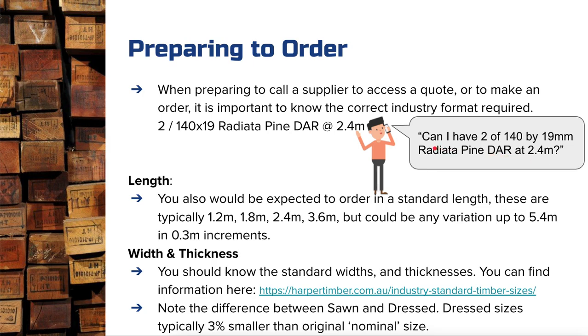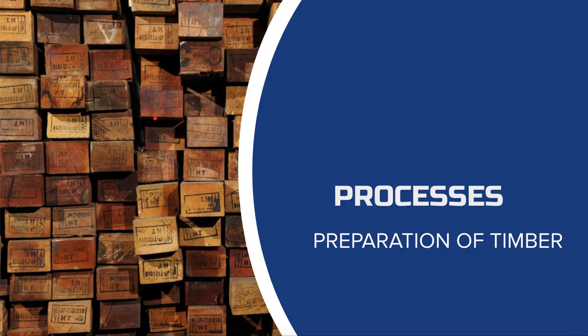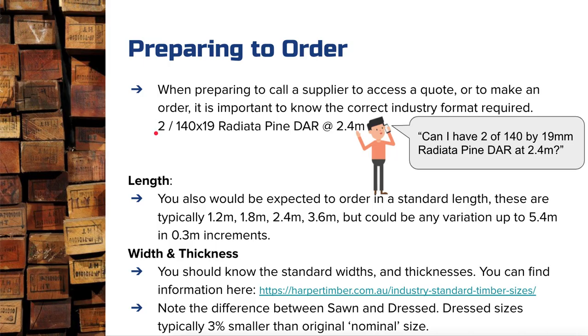The second method is you may be sending it on an online form. Sorry, let me go back. An online form or potentially in an email. And when you are writing it down, you write it slightly differently. You don't write it like you say it, you write it how it's needed. 2 pieces, 140 by 19, so 2/140 19, so that's 2 of 140 by 19, radiator pine DAR, at 2.4 meters.